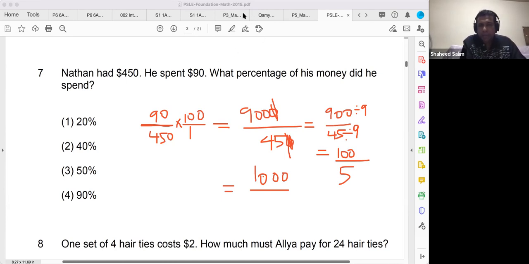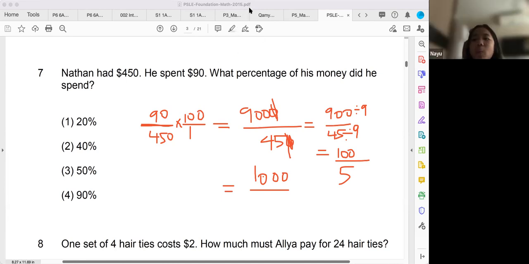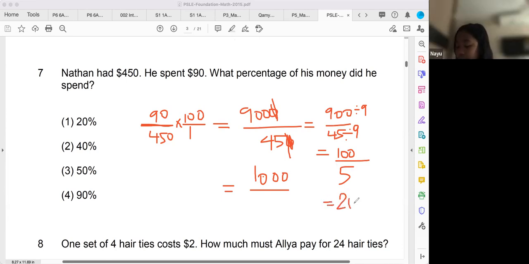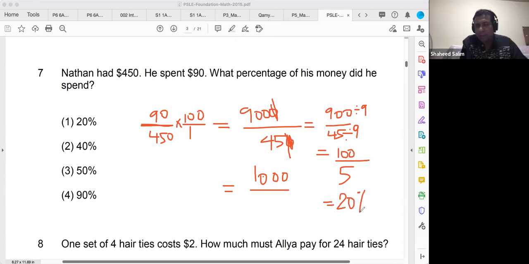What's your answer? 2 over 1. But remember to put back the 0, so it becomes 20. 20 over 1 is 20%. You know why we have to put back the 0? Now we divided 10 by 5. So now you must put back the 0 because there's a 0 here. Put back, 20%. This is your answer.